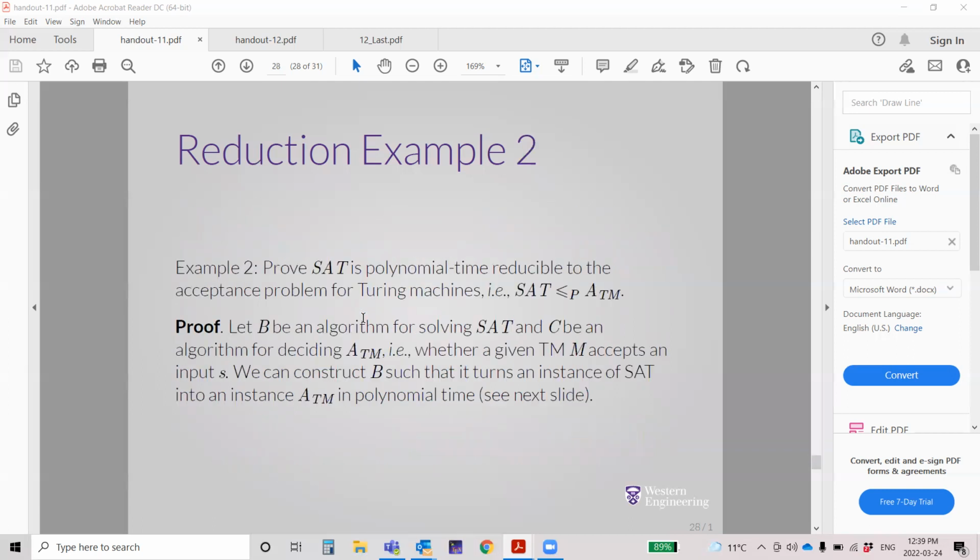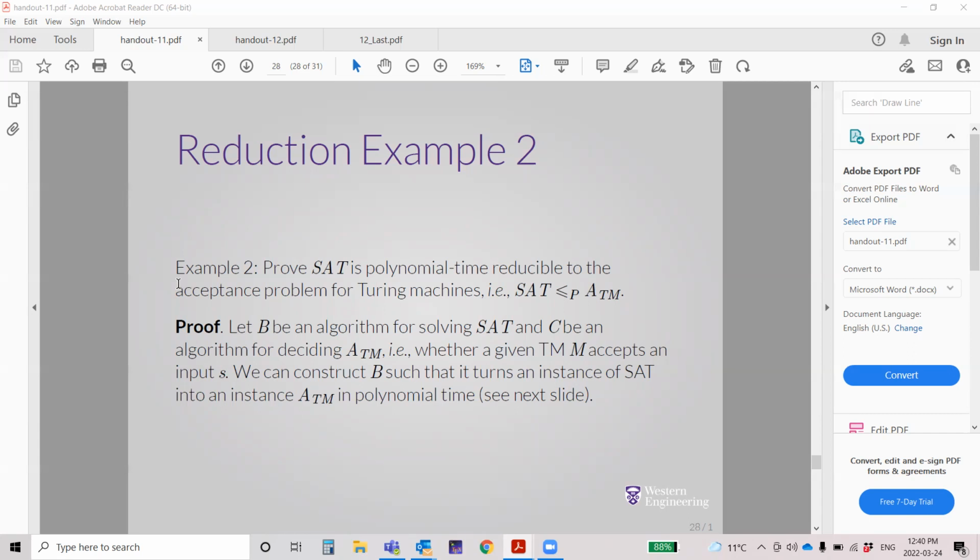Example 2. In the class note, I explain more on this. I would explain the example more, and we'll see the graph, the nodes, and the cliques all together. Example 2: prove SAT is polynomial time reducible to the acceptance problem for Turing machines.